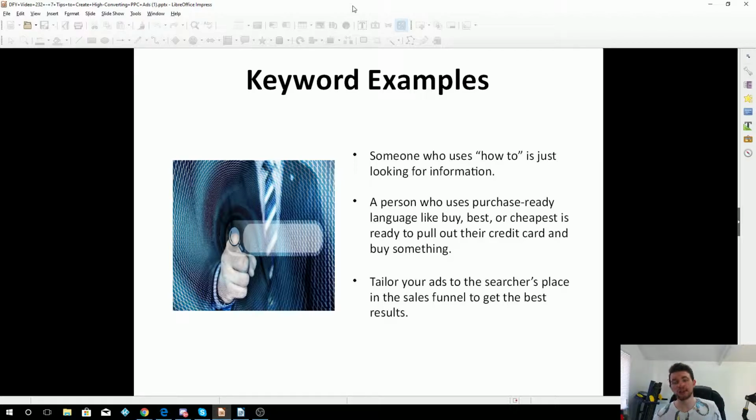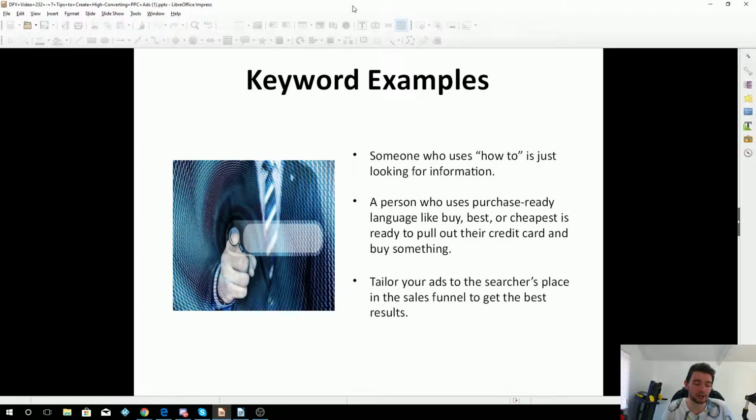Keyword examples. If you're searching how to on the internet, you're generally looking for a tutorial or some information. If you're searching how to clean your aquarium, you're not going to be looking to buy anything. You're going to be looking to see how other people do it and what they use. From there, they might say, oh, they use a sponge, right? Amazon, brilliant sponge. But they're not looking to actually buy anything if you're searching the how-to market.